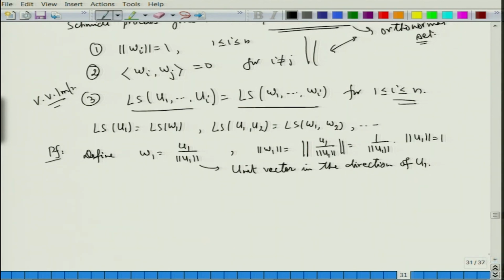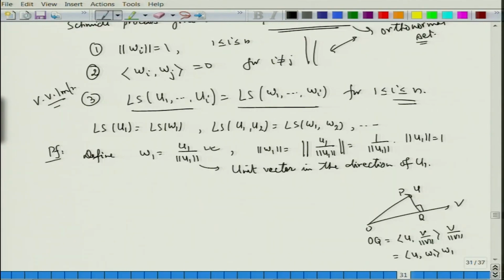Once we have got this vector, recall what we had done. I had this vector V, I had U with me, and there was this projection vector OQ. The projection OQ was the inner product of U with V upon the length of V, into V upon the length of V. So, here for us it will be the inner product of U and W1, times W1, because W1 is a unit vector for us.